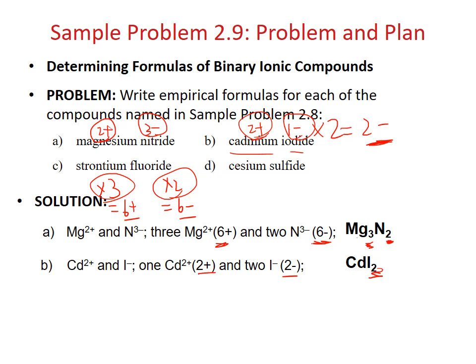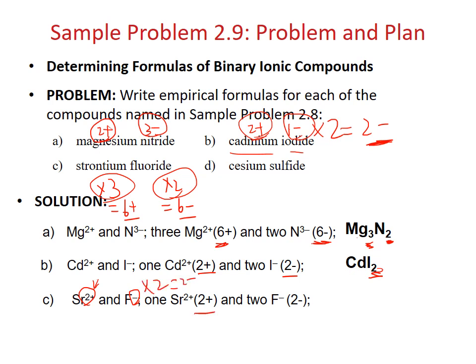Next one, strontium fluoride. Strontium is group 2, so again it's 2+. Fluorine is group 7, so it's 1 negative. Again, you keep the 2 positive, and the negative you need to multiply by 2, so that it becomes 2 negative. So 2+, 2 negative, and therefore the formula should be SrF2.